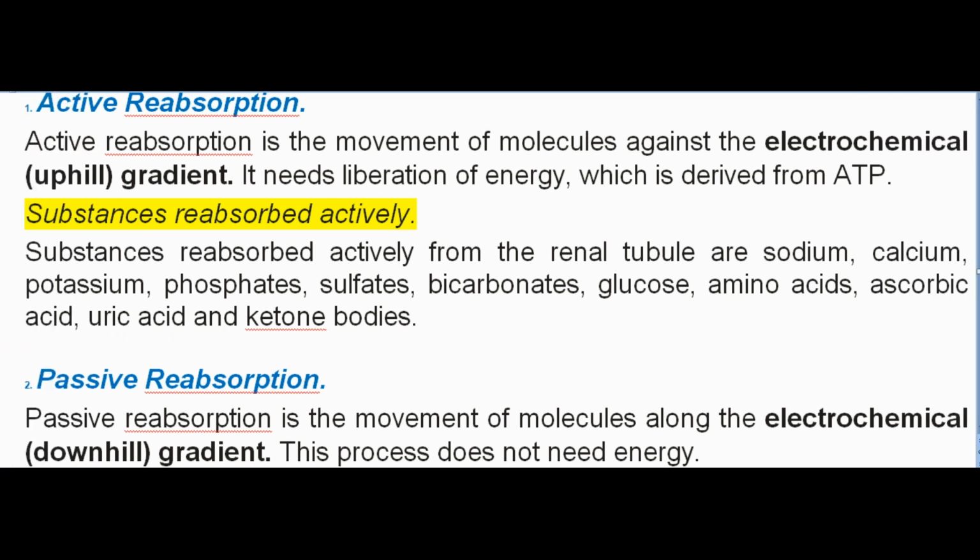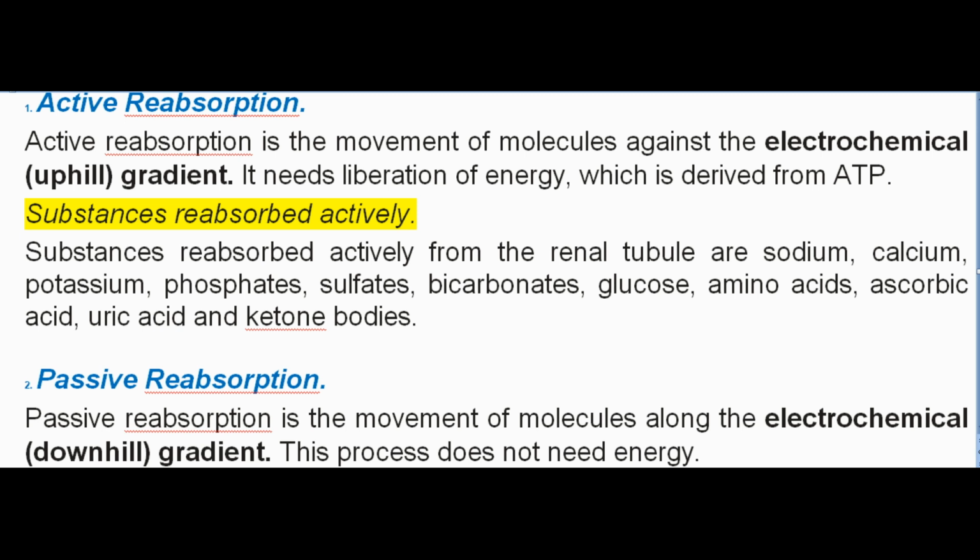Active reabsorption. Active reabsorption is the movement of molecules against the electrochemical, uphill, gradient. It needs liberation of energy, which is derived from ATP. Substances reabsorbed actively. Substances reabsorbed actively from the renal tubule are sodium, calcium, potassium, phosphates, sulfates, bicarbonates, glucose, amino acids, ascorbic acid, uric acid and ketone bodies.